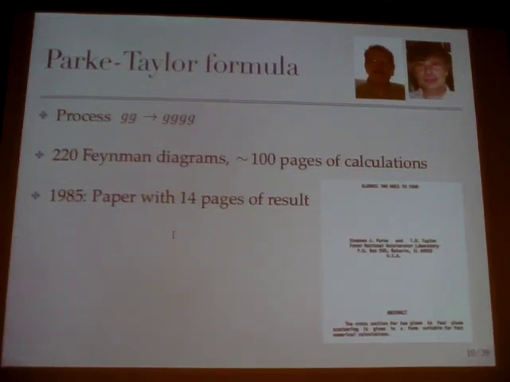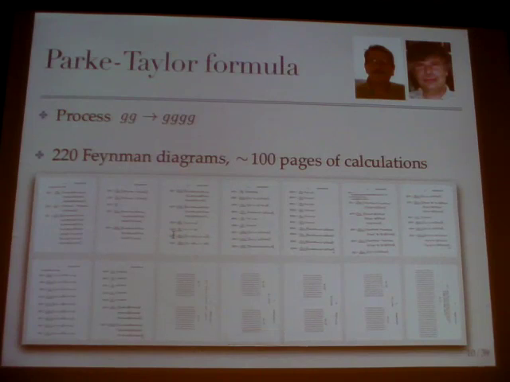And this meant calculating 220 Feynman diagrams, around 100 pages of calculations, but they used some smart notation and they compressed the final result to 14 pages. And they rushed to publication with this great result, and the paper was published. It's called Gluonic 2 goes to 4. There is a very short introduction, 14 pages of the results, and the conclusion in the paper.